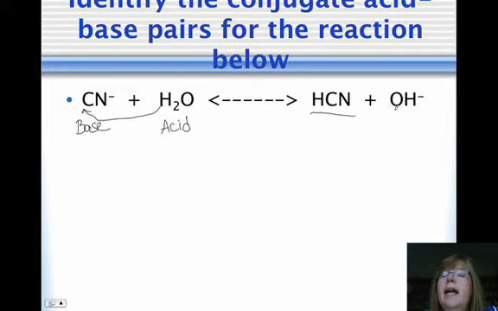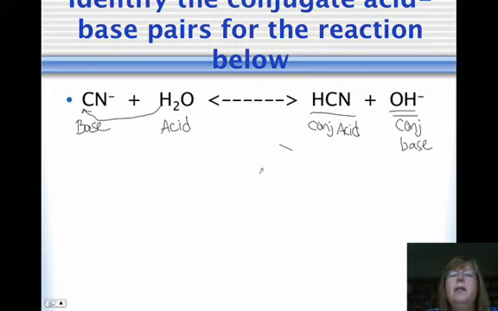It did, and it formed the OH- ion over here, the hydroxide ion. All right, so if cyanide is the base, this has got to be the conjugate acid. And the hydroxide, well, yeah, that's a base. And that is the conjugate base formed from water. So the water here was acting like an acid. It was donating its proton.